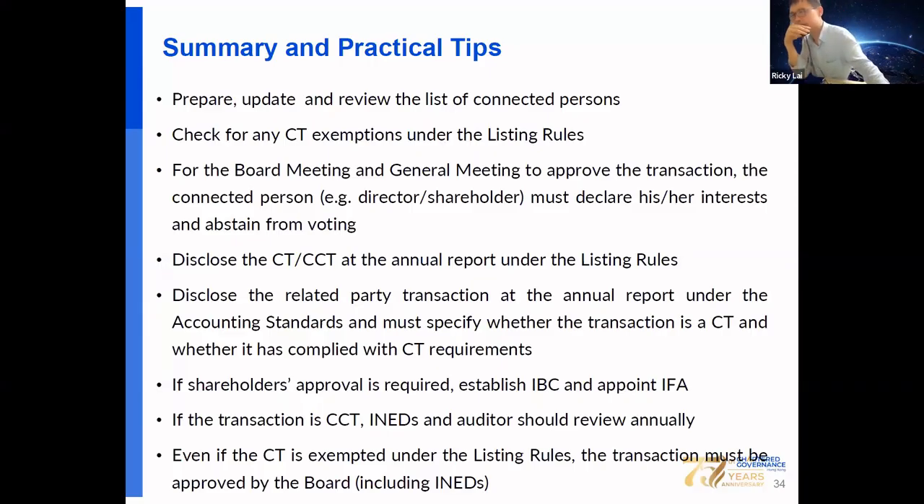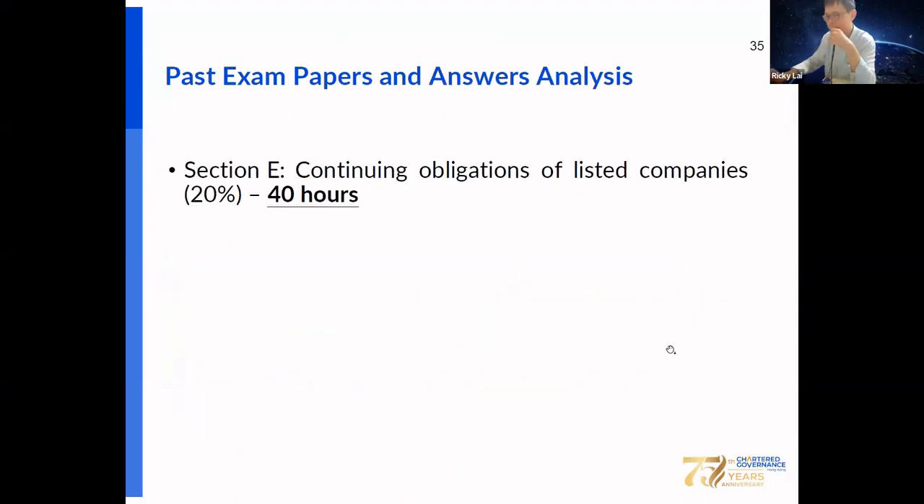Disclose the related party transaction under the Hong Kong FRS in the financial report, and specify whether the transaction is a CT and whether it has complied with the CT requirements. If shareholder approval is required, the company should establish the IBC and appoint the IFA. If the transaction is CCT, the company should appoint the auditor to review the CCT, and the INED should also review the CCT. Finally, even though the CT has enjoyed full exemption from the listing rule, the transaction must still be approved by the board of directors, including INED.